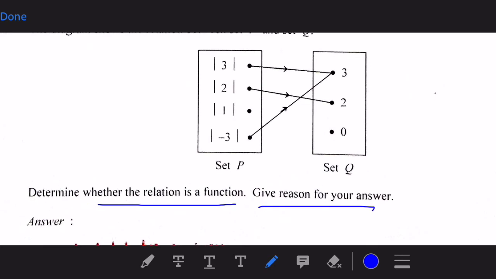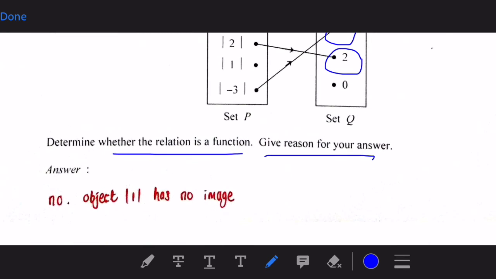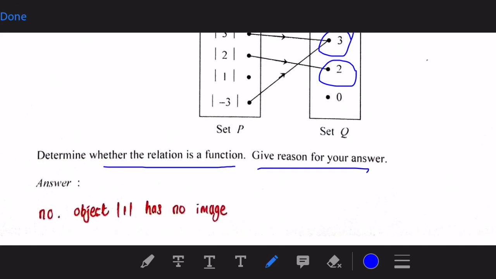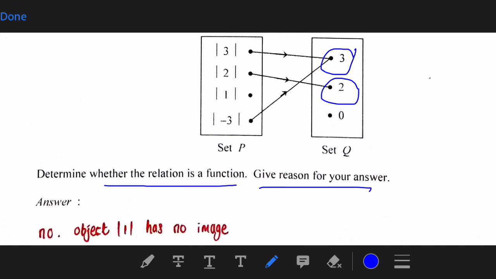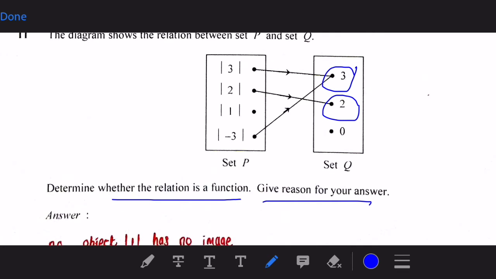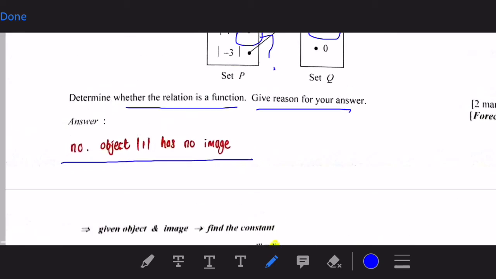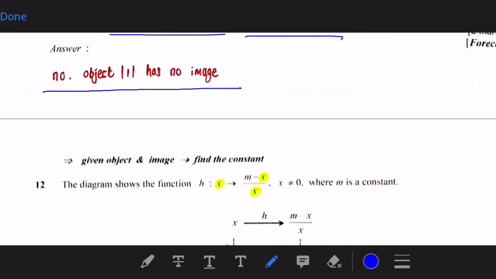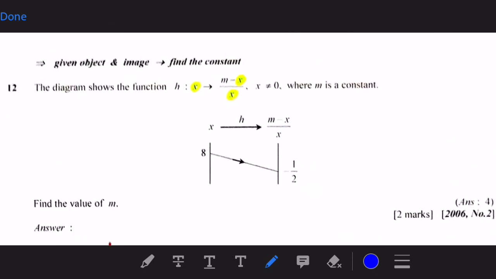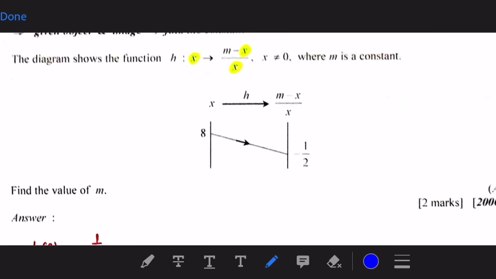Let's see. It seems like you have one image, one y, right? Many-to-one, and consists of one-to-one. So your question is asking you whether the relation is a function or not. We notice that this object does not have any image, right? So obviously no, because the object 1 has no image. Okay, so be careful, even though it's many-to-one, it doesn't have the image, which is not a function.